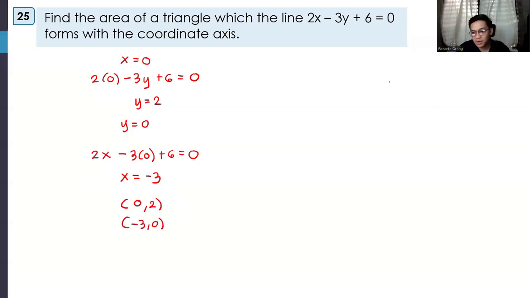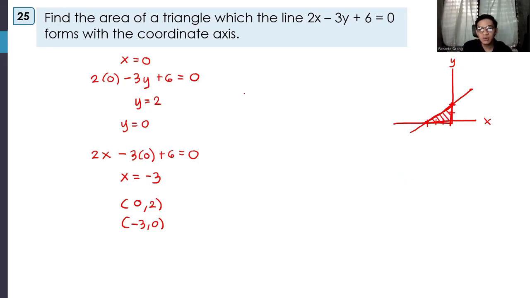So, if we will plot this one, drawing natin, this is our y and x intercept. So, first one is 0, 2. So, 1, 2. Tapos, yung isa is negative 3, 0. We have 1, 2, 3, and 0. So, ito yung line natin. So, ito yung triangle. Ito yung area ng triangle na hinahanap natin.